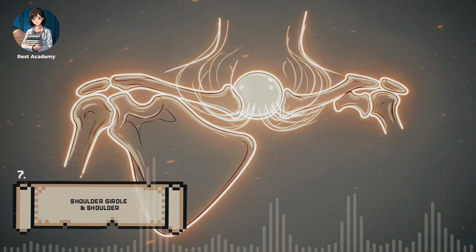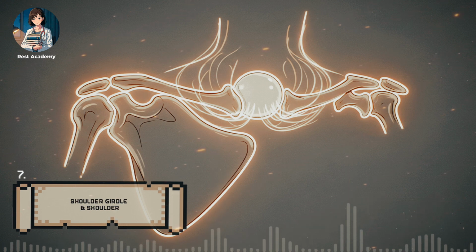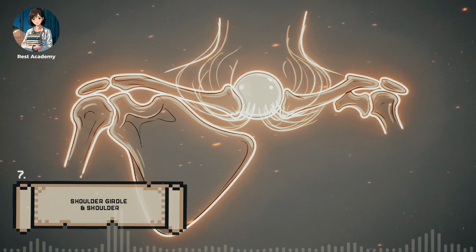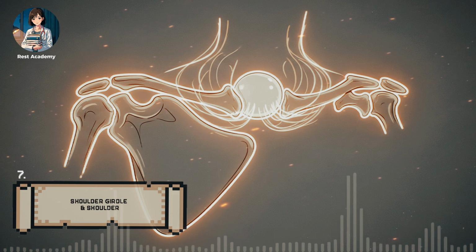The scapula is a triangular plate that rides on the thoracic wall. A prominent spine divides its posterior surface into supraspinous and infraspinous fossae. The acromion extends laterally to meet the clavicle. The coracoid process hooks forward as an anterior lever for muscles and ligaments.